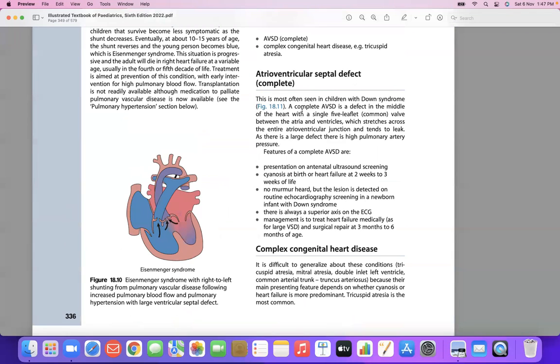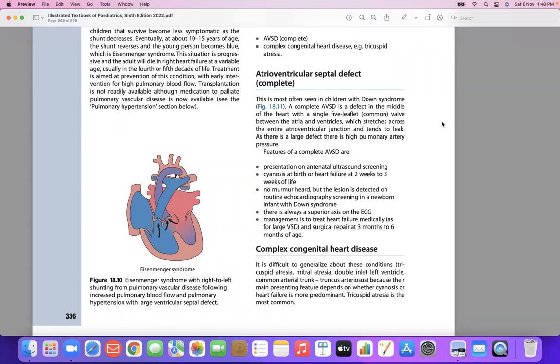So some important points you should know about the AVSD. This is most often seen in children with Down syndrome. Okay, a complete AVSD is the defect in the middle of the heart with a single five-leaflet common valve. So you will not have two separate valves like mitral valve and tricuspid valve. You will have a single big valve.